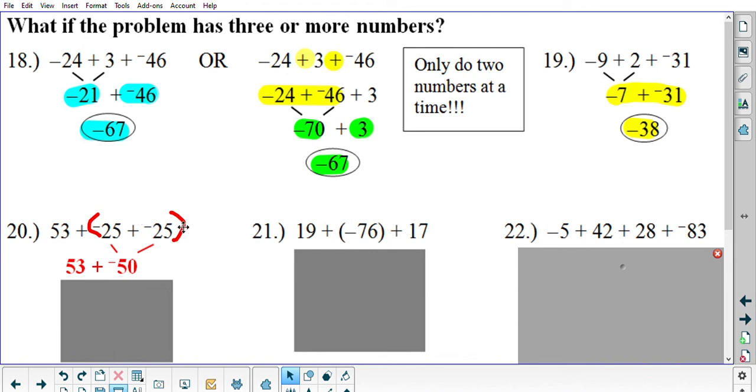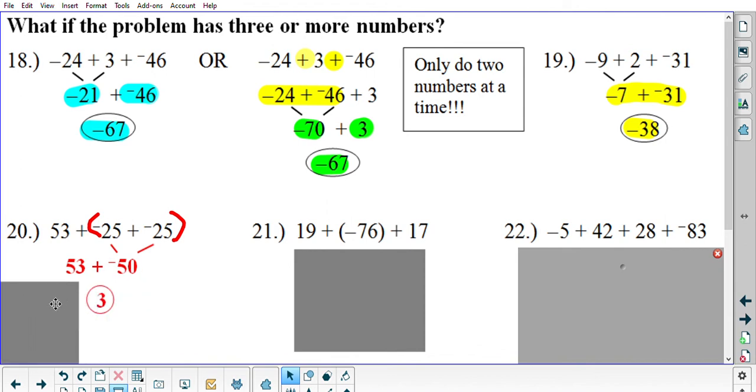So I added the 2 negative numbers together first. That gave me negative 50. Then I did 53 plus negative 50, subtracted in my head. The answer is positive because the 53 has the bigger absolute value. For those of you who just went left to right, if you did the 53 plus the negative 25 first, that would have given you 28. And then 28 plus negative 25 would have given you positive 3, the exact same answer. So that proves you can go in any order you want.